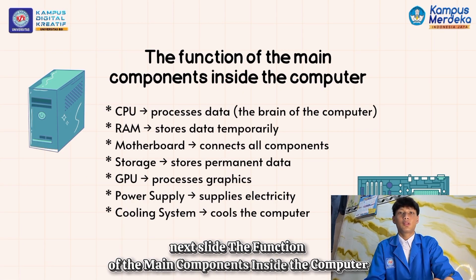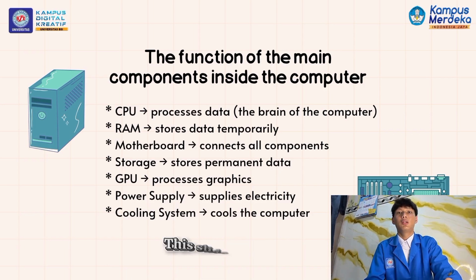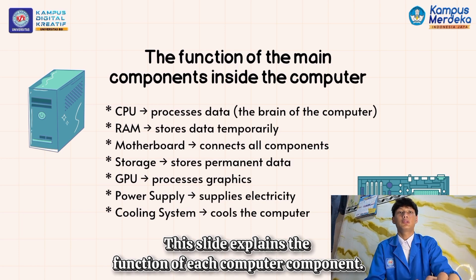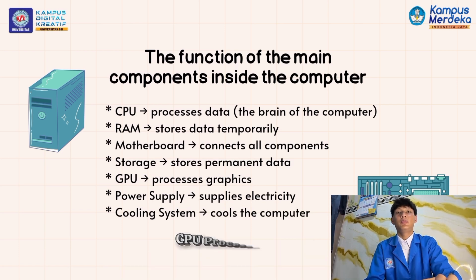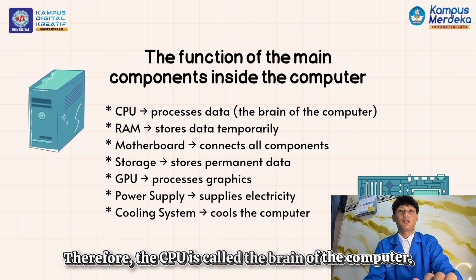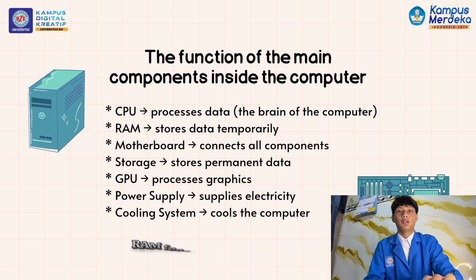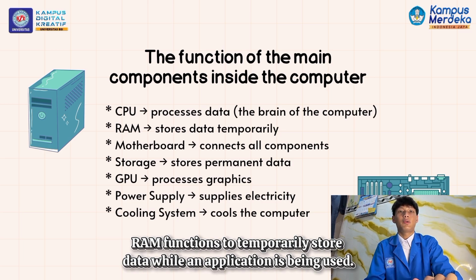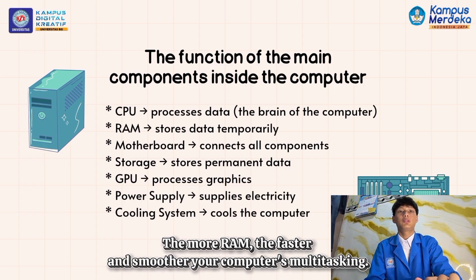Next slide. The function of the main components inside the computer. This slide explains the function of each computer component. CPU processes data. The CPU processes all data and executes commands. Therefore, the CPU is called the brain of the computer. RAM temporarily stores data while an application is being used. The more RAM, the faster and smoother your computer multitasking.